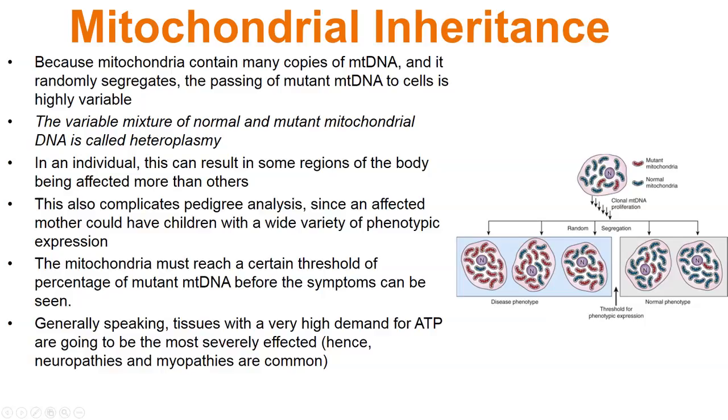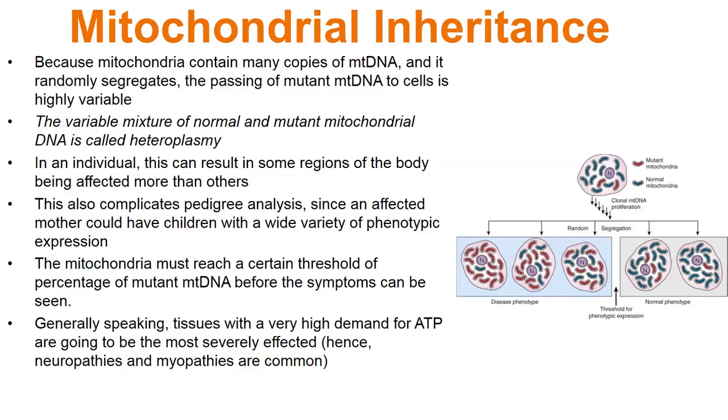Because you have hundreds to thousands of copies of this mitochondrial DNA, in most mitochondrial diseases the mutant DNA is only a subset of the population. Whether or not you have symptoms depends on how much of that mitochondrial DNA is mutant DNA. So you have to reach a certain threshold before you see symptoms. That also means mitochondrial diseases tend to be hypervariable. They have a wide spectrum.